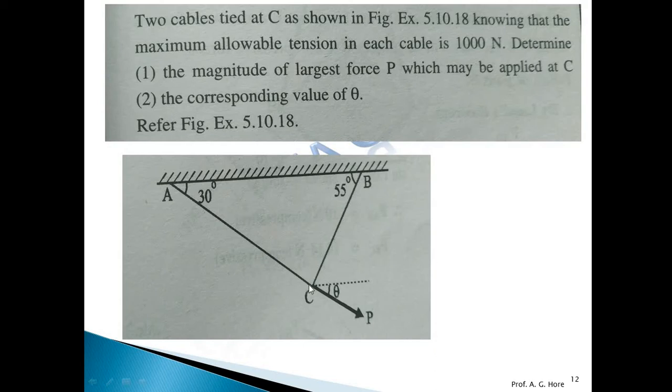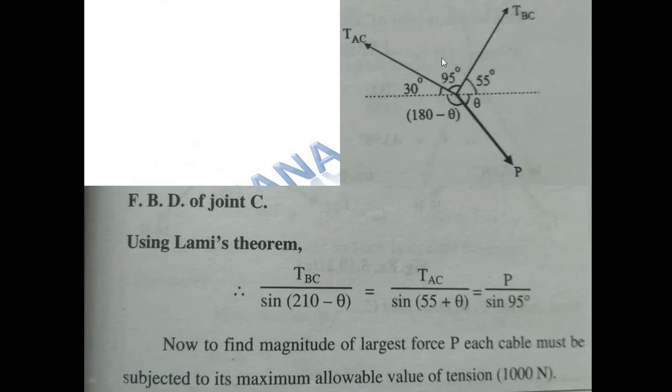Now see, if you observe the C joint, here the forces are one in the cable BC, one in the cable AC, and the P force. Three forces at joint C. Draw the FBD of this according to the given condition. Find out the angles between the forces and apply Lami's theorem. Now by Lami's theorem we get tension BC divided by sine of this complete angle, tension AC divided by sine of this complete angle, and P divided by sine 95.